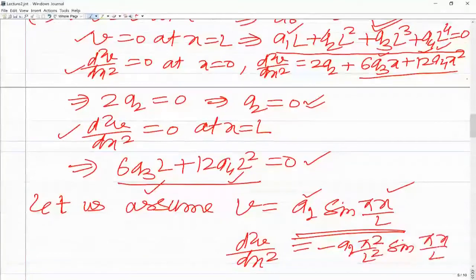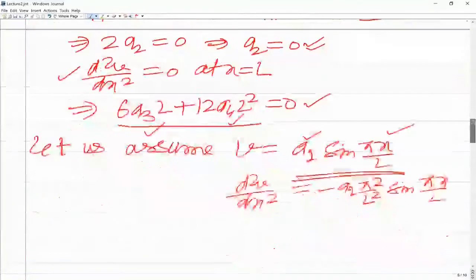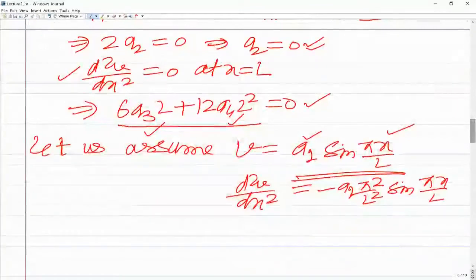That's the second derivative. And the second set of boundary conditions is that d2v by dx square at x equal to 0 and x is equal to l. So again, if you put here x equal to 0, sine 0 is 0, so d2v by dx square is 0 at x equal to 0. If you also put x is equal to l, again you will get d2v by dx square equal to 0. So you can see that if we assume this as an approximate solution, all the boundary conditions are actually satisfied.